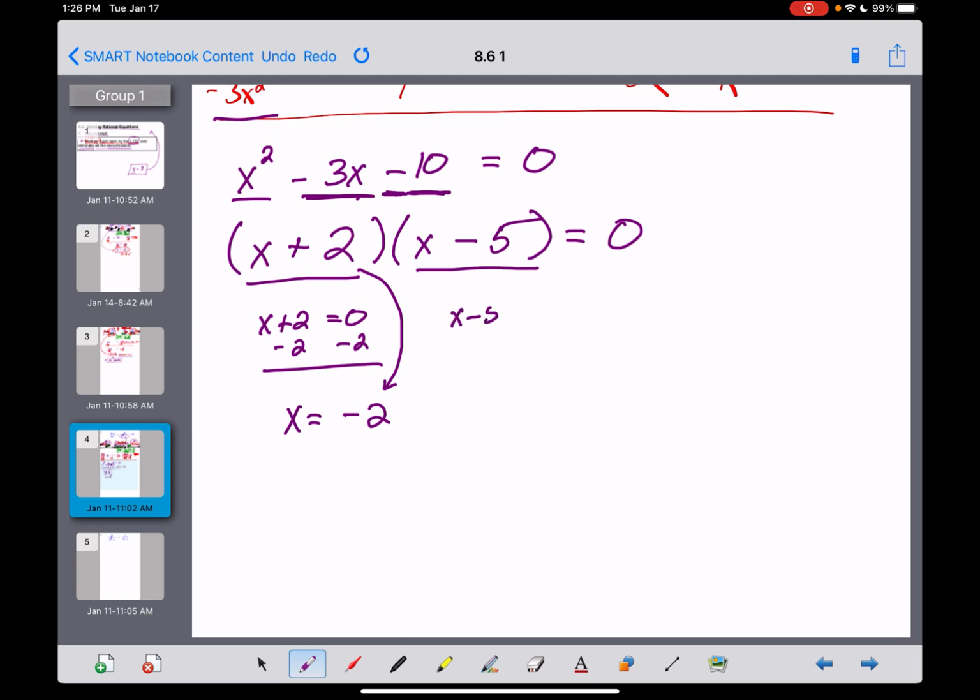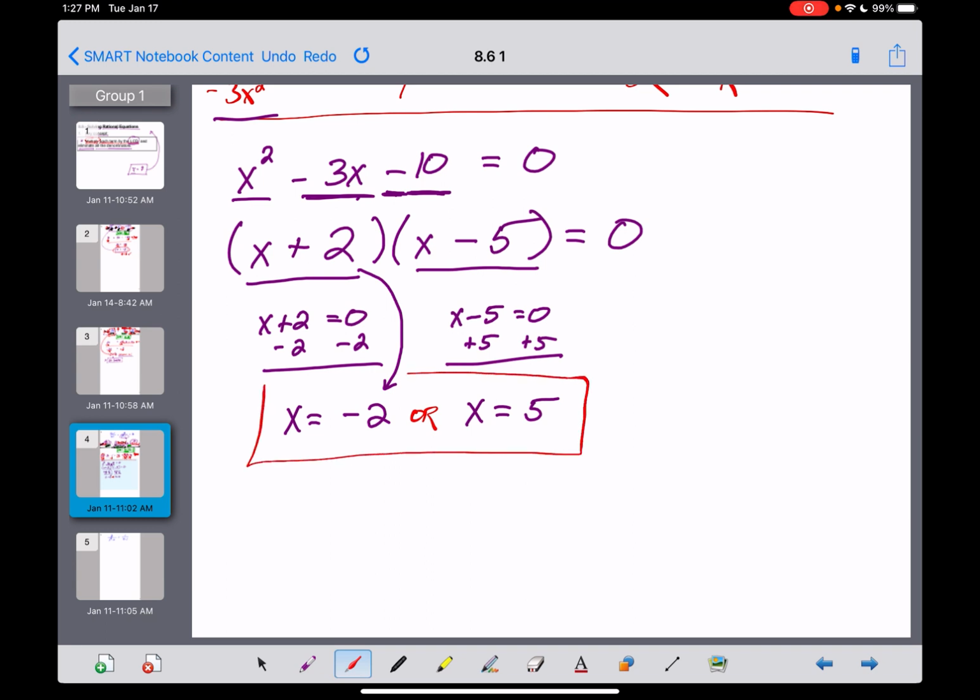Same thing right here. We set x minus 5 equal to 0, and we add 5 on both sides here, and we're going to get x equals 5. Technically, when you get two solutions, you really should write the word or in between, and we should box those up, but we definitely should check those to make sure that they both work.